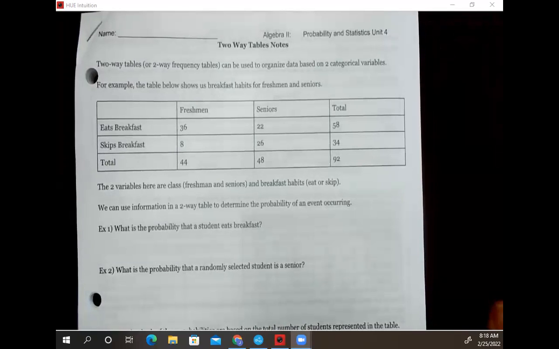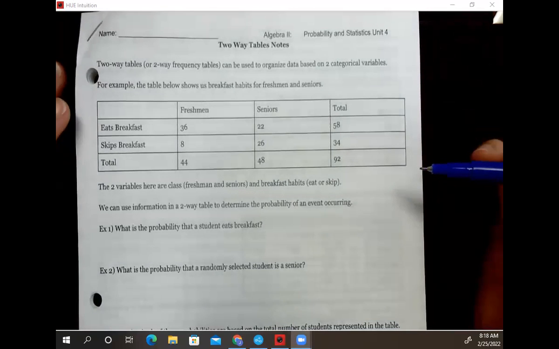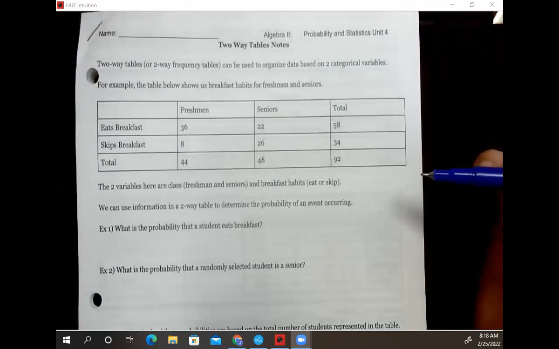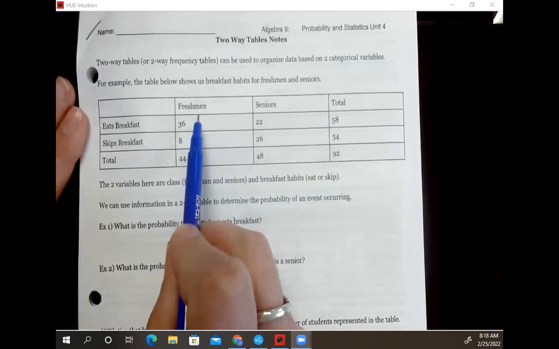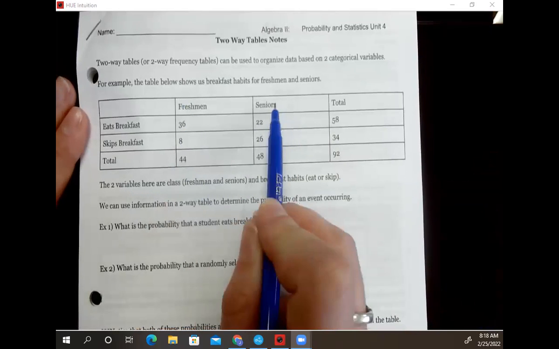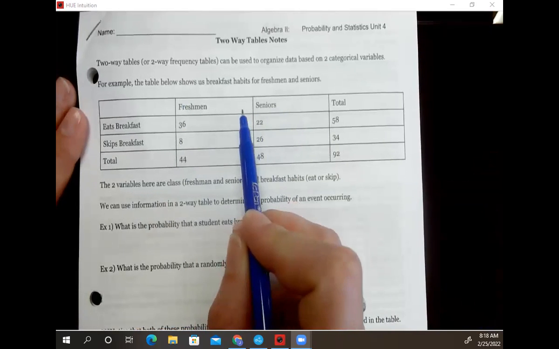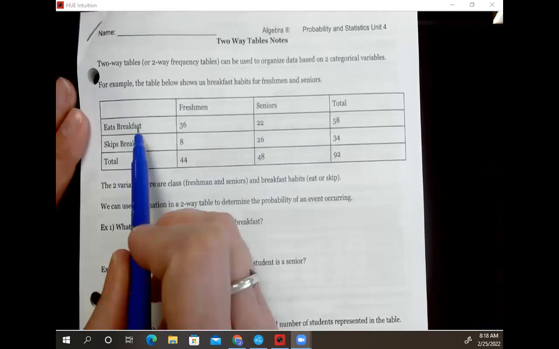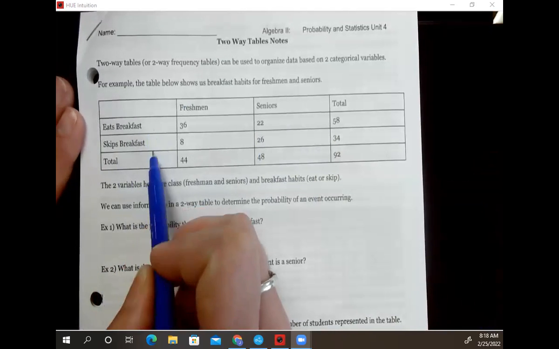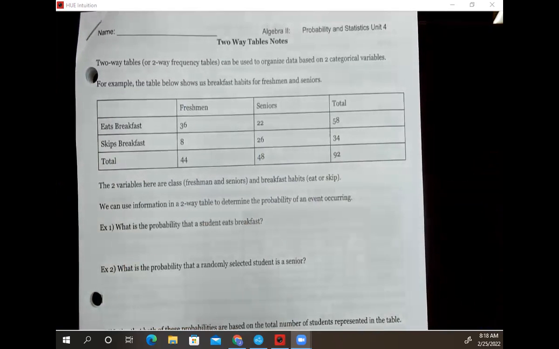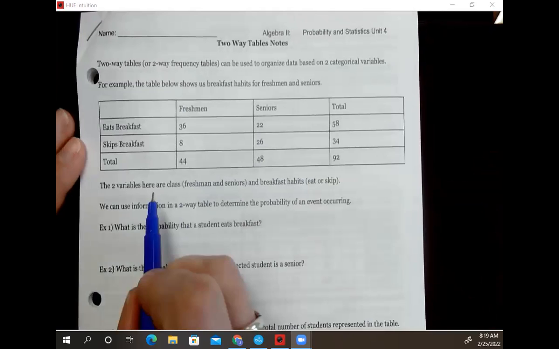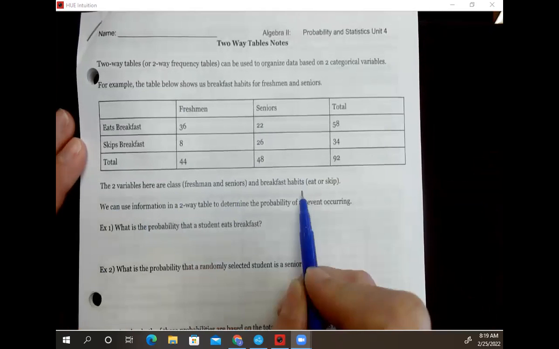But the idea is that I am organizing my information based on two categories, okay? Two sort of descriptors that I'm using. So for the two-way table that we can see here, we're looking at breakfast habits for freshmen and seniors. So our two categorical variables, or two categories of data, are the year that someone is in school, a freshman or a senior. If I wanted to, I could add sophomores and juniors here. And then whether or not they eat breakfast. So they eat breakfast or they skip breakfast. Those are my two categories of information. So my variables are class and breakfast habits.